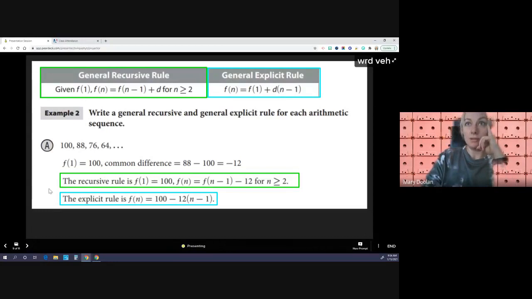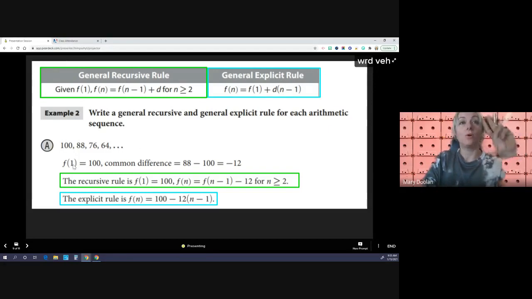Number 9. These are the general ways of writing a recursive rule and explicit rule. And so if I want to write a general recursive and explicit rule for an arithmetic sequence, so right here, this sequence that I'm given, this example is 100, 88, 76, 64, and so on and so forth. So anytime you want to write a rule, you can write both a recursive rule and an explicit rule. There's always two things you have to figure out.